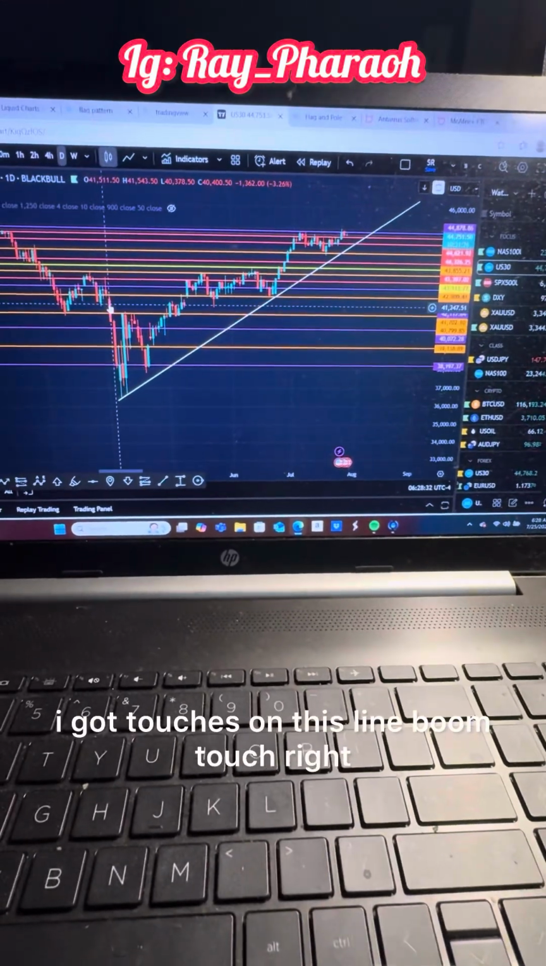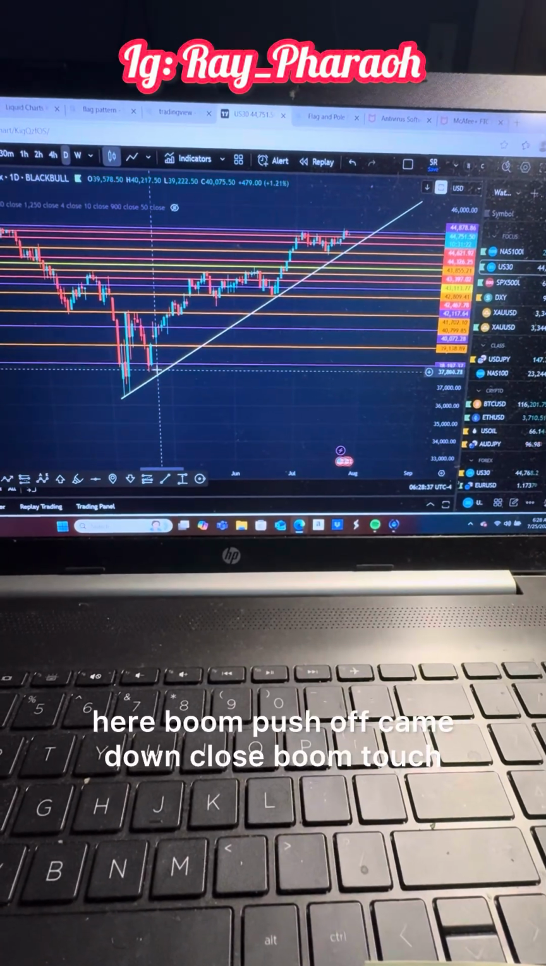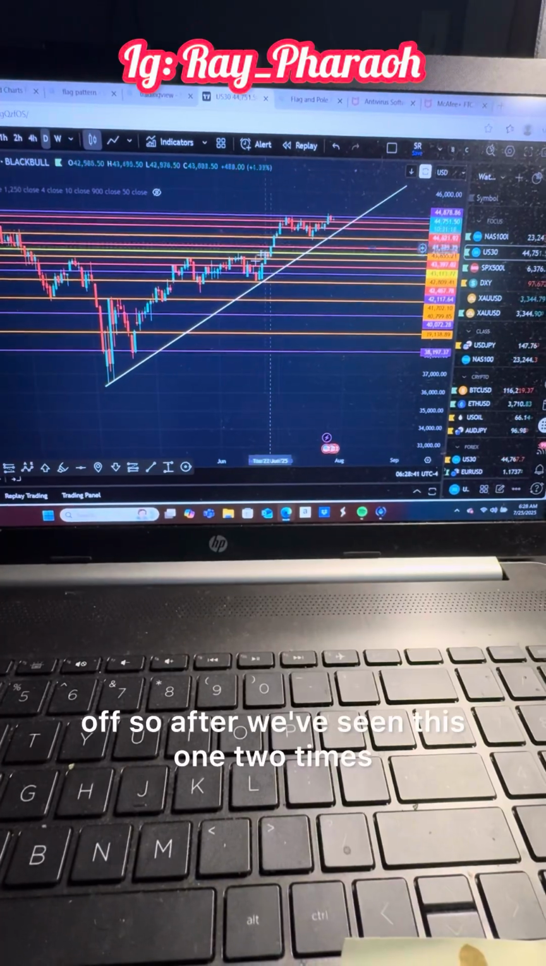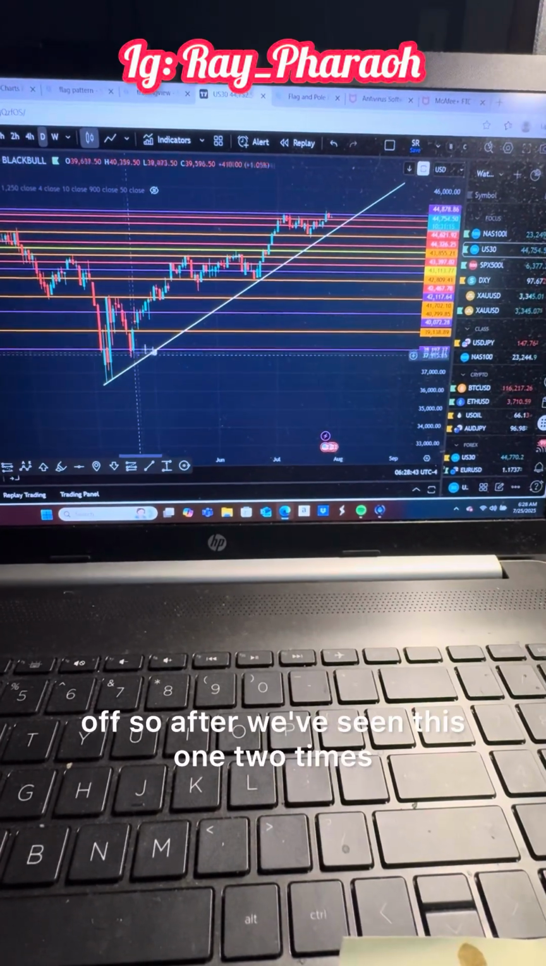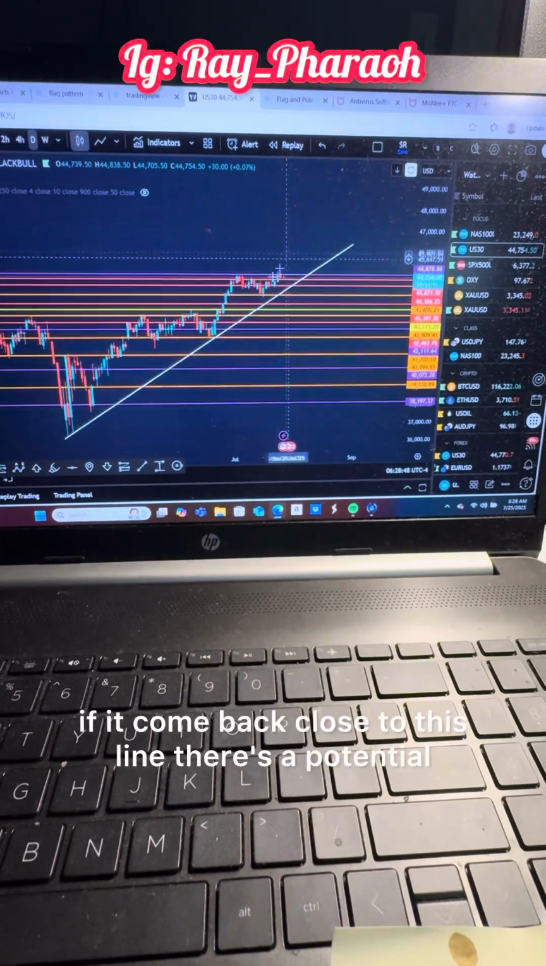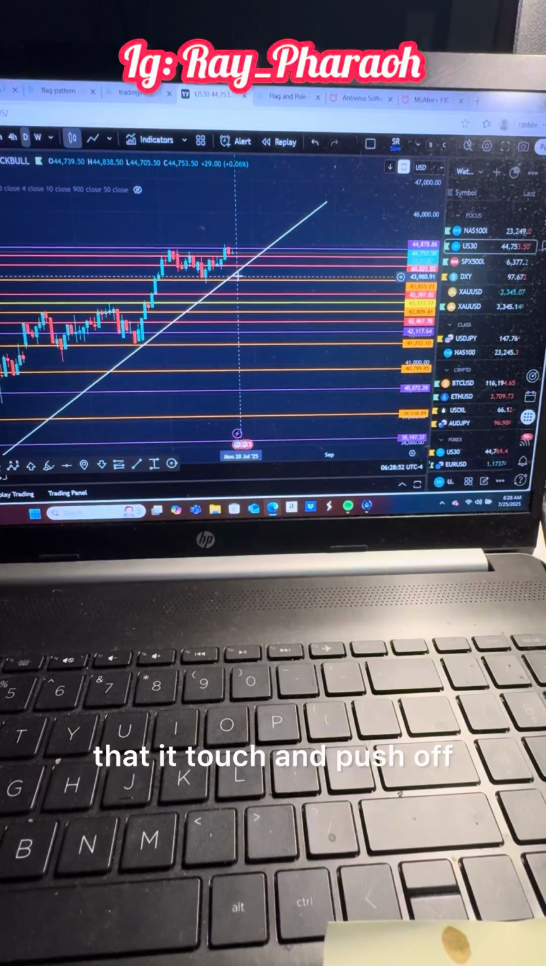I got touches on this line. Boom, touch right here. Boom, push off. Came down close. Boom, touch, push off. Came back with a touch, push off. So after we seen this 1, 2 times, we should have marked this up. So now we know if it comes back close to this line, it's a potential that it touches and pushes off.